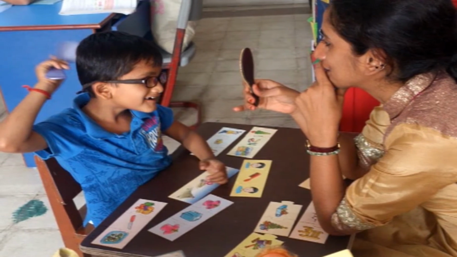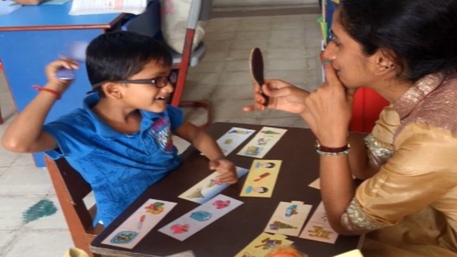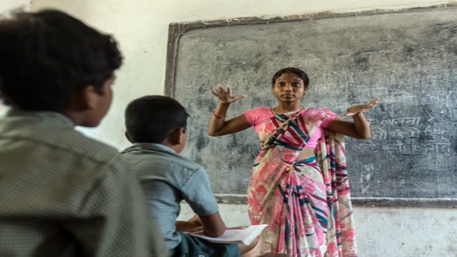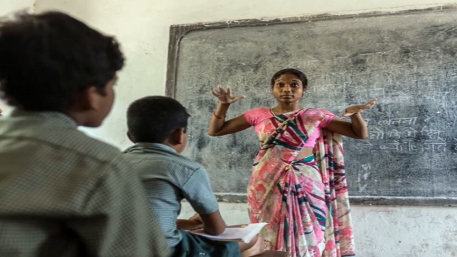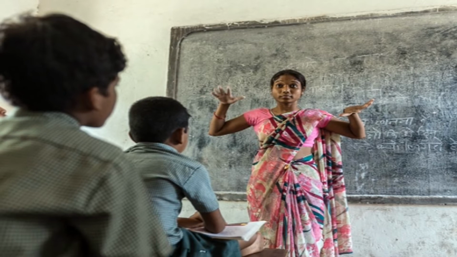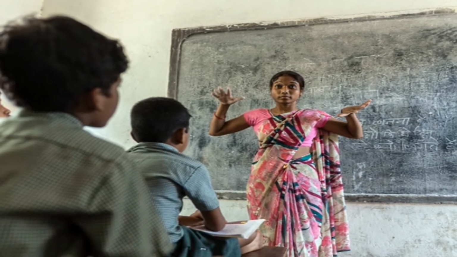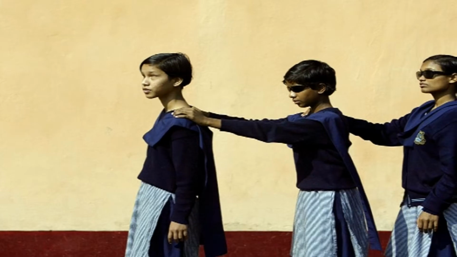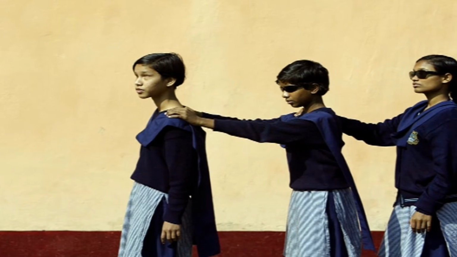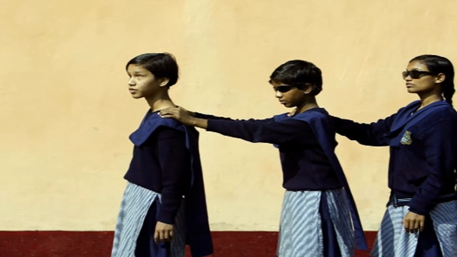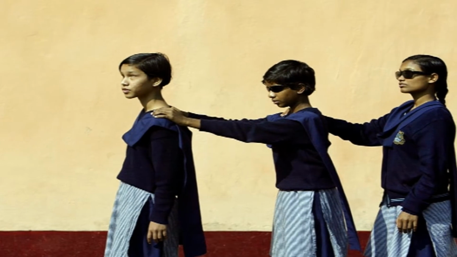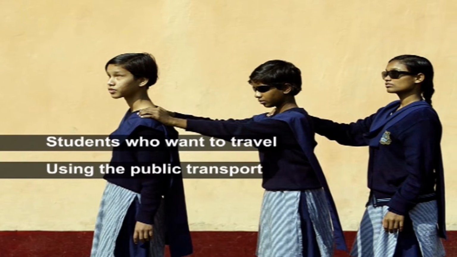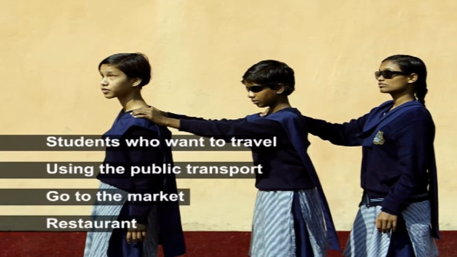The most important adaptations are those related to communication. The orientation and mobility instructor will need to ensure that instructions are given to the students in his or her primary language. This may require support from the teacher and the development of touch cues or object cues. Certain accommodations that enable the student to interact with the public also need to be developed, such as using communication cards for students who want to travel using public transport, go to the market, restaurant, or any other place in the community.